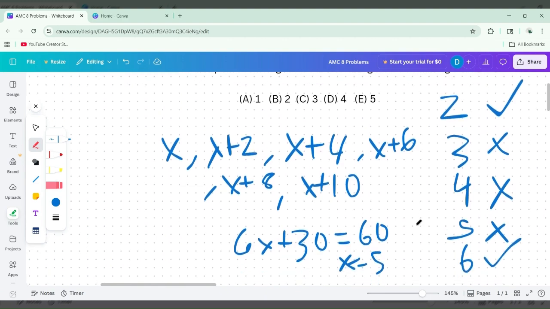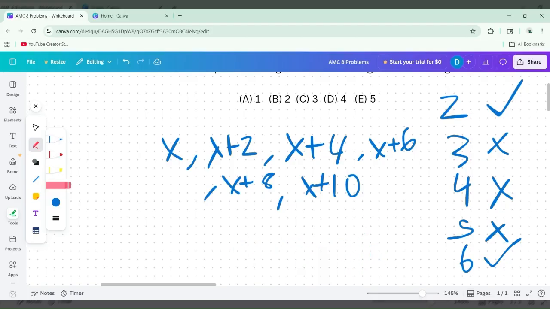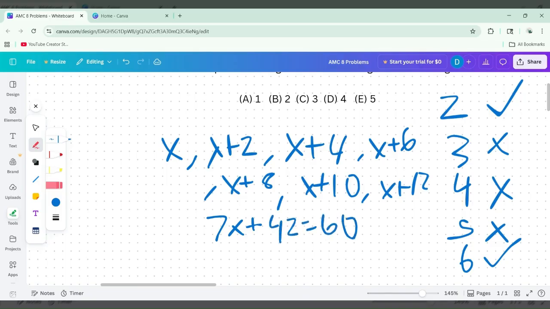So we have 7 now. Let's see. 7 odd positive integers. We have 7x plus 42 is equal to 60, and that gives you a fraction, so that does not work. Okay, let's move on.